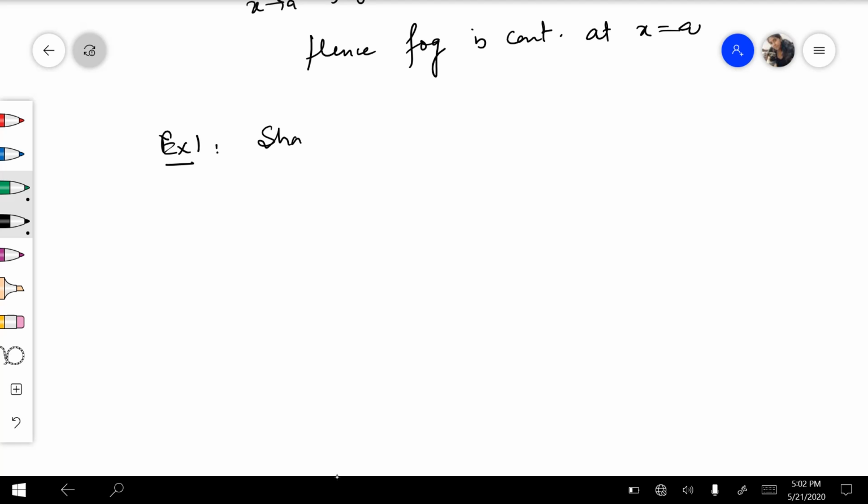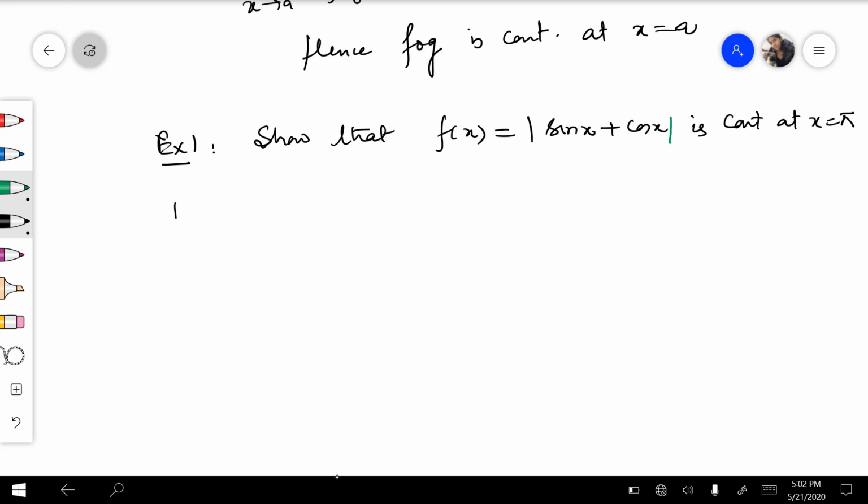Show that f of x is equal to modulus of sin of x plus cos of x is continuous at x equals pi. Let's prove this one. We are given that f of x is equal to modulus of sin x plus cos of x.